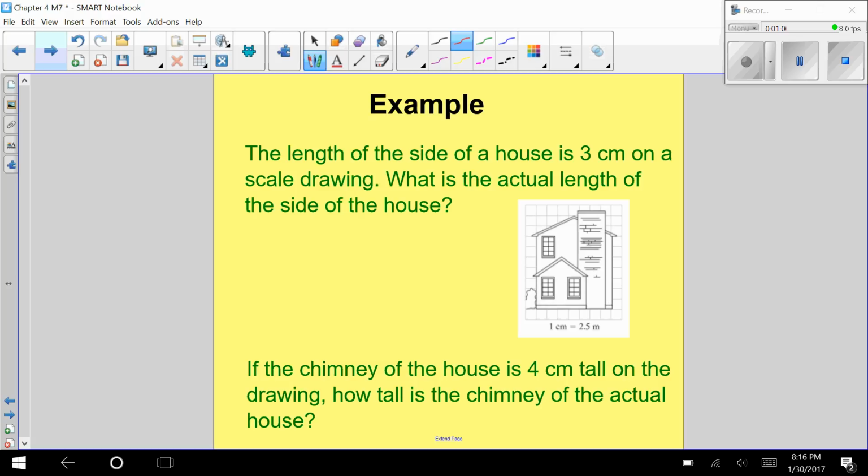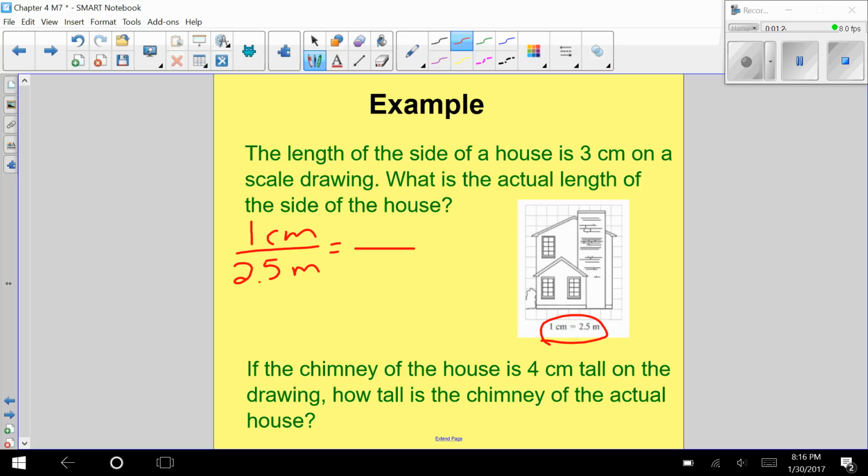Let's do our example. The length of the side of a house is 3 centimeters on a scale drawing. We want to find the actual length of the house. Now the important thing here is that 1 centimeter equals 2.5 meters. So we're going to set up a proportion. Let's start with that proportion that it gave us. 1 centimeter over 2.5 meters.